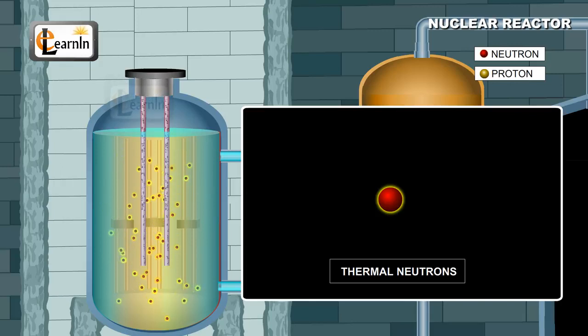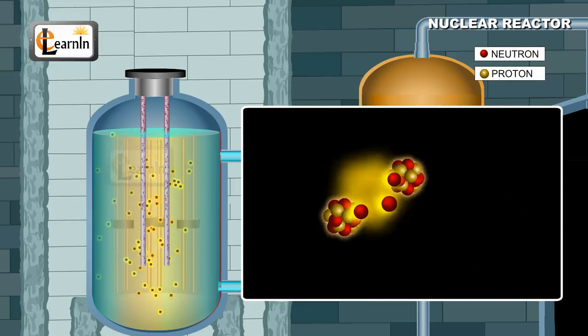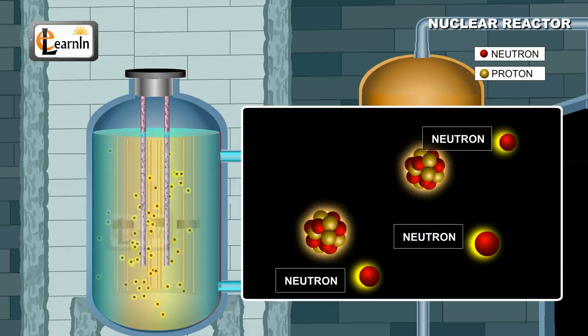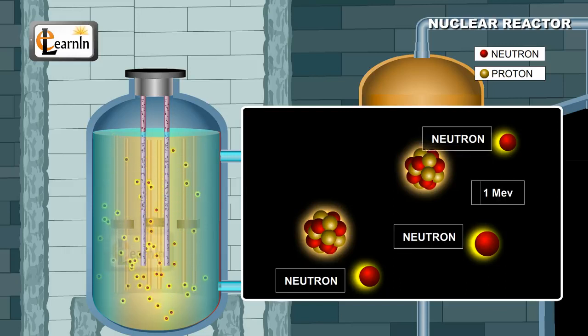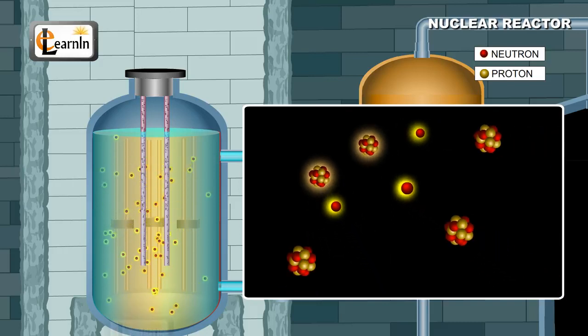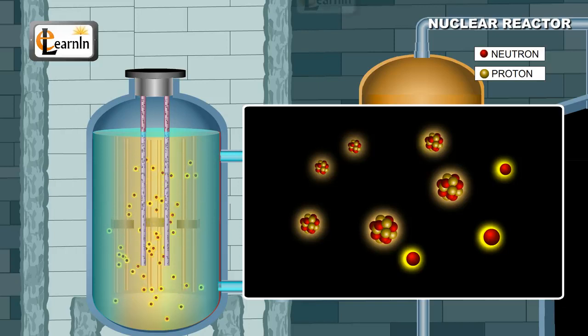Thermal neutrons, which are the neutrons with energy of about 0.04 electron volts, are capable of producing fission reaction with uranium-235. During the fission reaction process, new neutrons are given out, which have energies of about 1 MeV. This is 1 mega electron volts. These neutrons typically escape from participating in another fission process, as they are accompanied by enormous energy release.